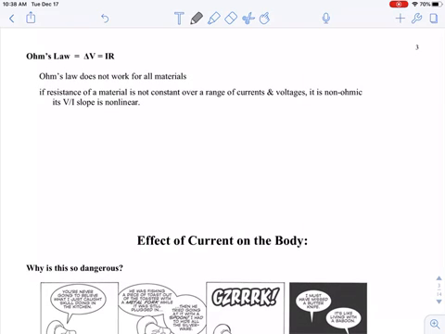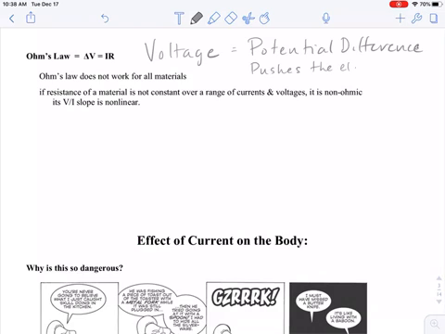Okay, so putting this all together, we have 3 things to look at. The first one, the one that we haven't talked about yet, is voltage. Voltage is potential difference, and it's what pushes the electrons through the circuit.